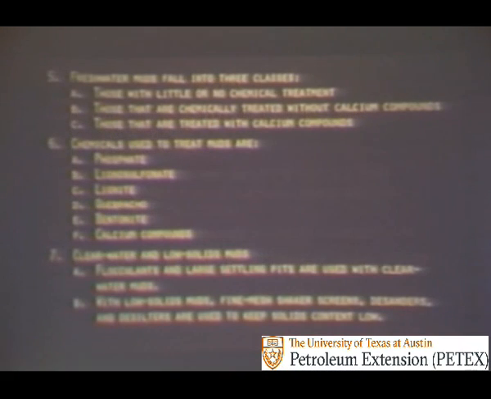Further, freshwater muds fall into three classes: those with little or no chemical treatment, those that are chemically treated without calcium compounds, and those that are treated with calcium compounds. Chemicals used to treat muds are phosphate, lignosulfonate, lignite, quebracho, bentonite, and calcium compounds. Finally, we mentioned clear water and low solids muds, and said that flocculants and large settling pits are used with clear water muds. With low solids muds, fine mesh shaker screens, desanders, and desilters are used to keep the solids content low.